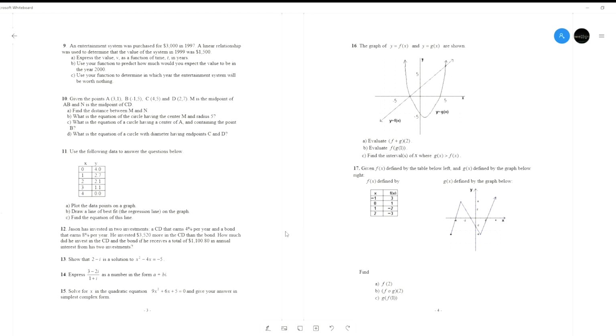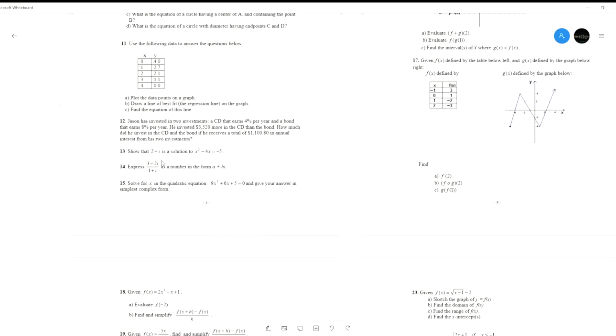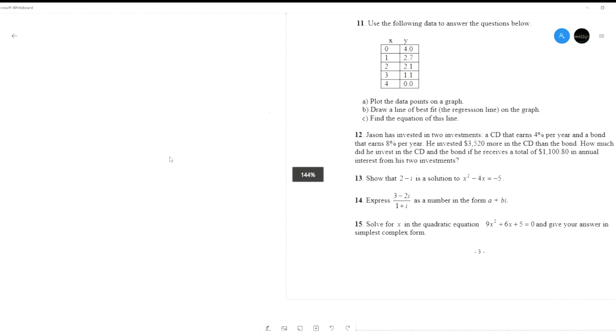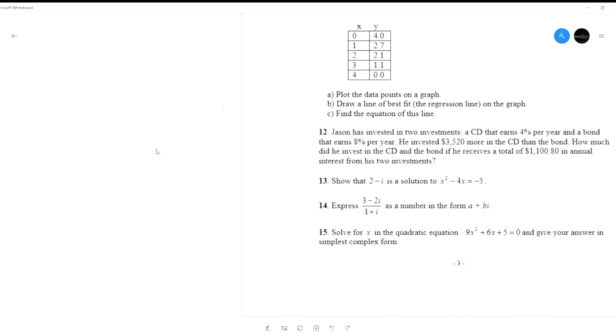Number 12. Yes, let's do 12. So this one, let me go to the left a little bit. So this is our investment problem. Do you remember our formula for this? Does everyone remember? This is a simple interest, right? So let me use thicker ink here.